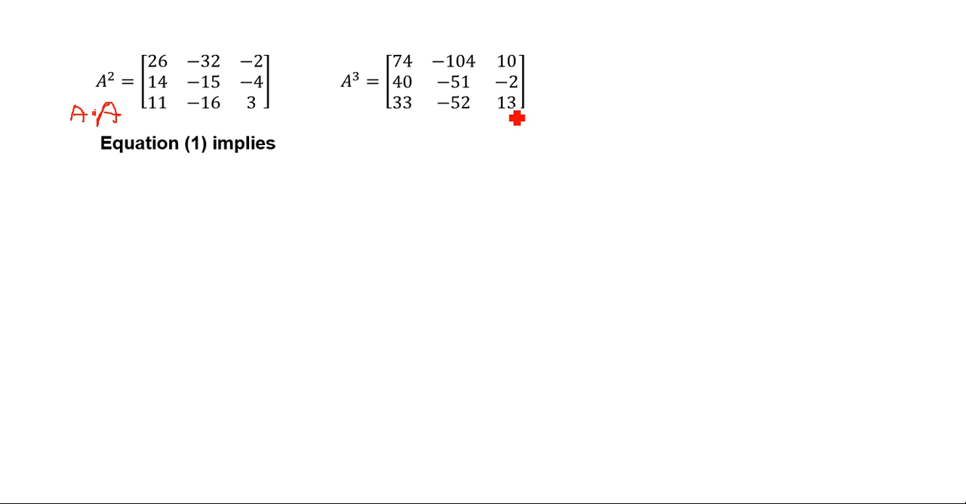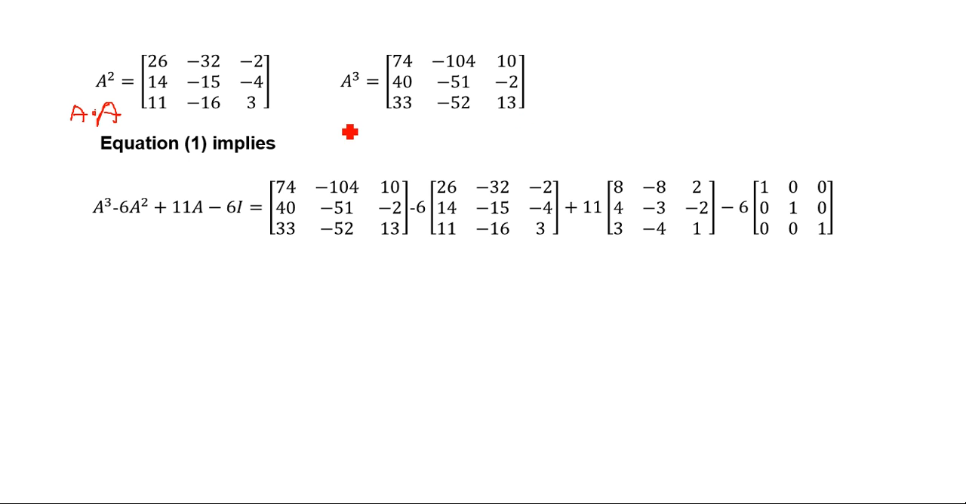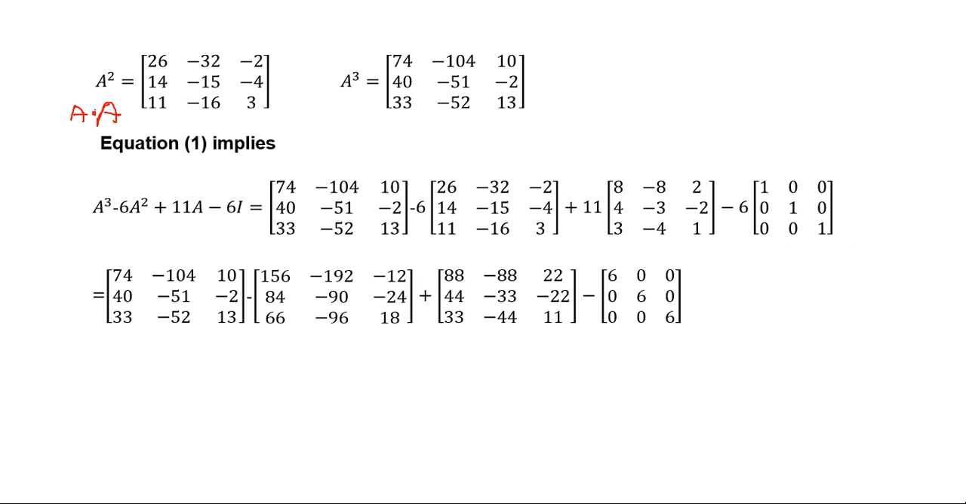Equation 1 implies A cube minus 6A square plus 11A minus 6I. So substitute A cube, minus 6 into A square. This is A square. Substitute that A square here, and then plus 11A. A is the given matrix, minus 6 into identity matrix 1 0 0, 0 1 0, 0 0 1. Now do the calculation. You will get that.